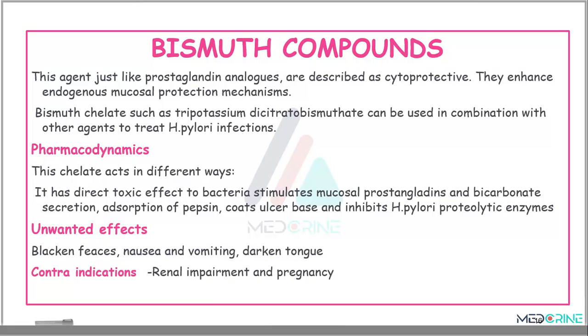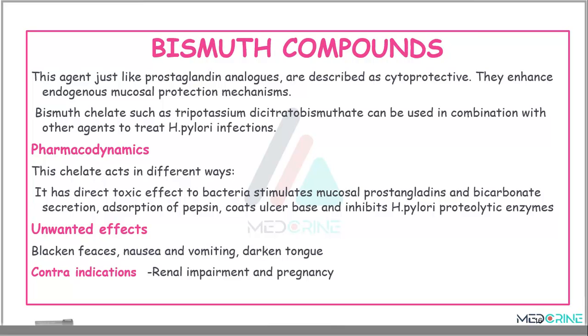We have bismuth compounds. These agents, just like prostaglandin analogs, are described as cytoprotective agents. They enhance the endogenous mucosal protection mechanisms to the gastric lining, and bismuth chelate, such as tripotassium dicitrate, can be used in combination with other agents to treat Helicobacter pylori infections.